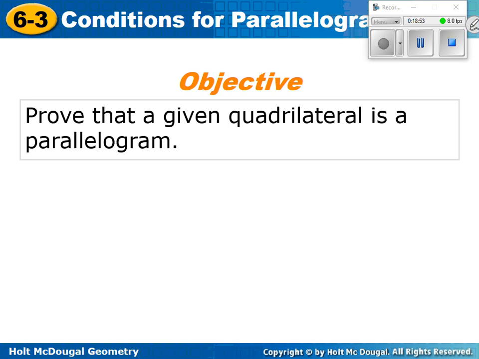So basically what they're going to do in this chapter is they're going to say if it's a parallelogram, then all of these things are true. 6-3 is going to flip that, and it's going to say if any of these things are true, then it must be a parallelogram. And that's what 6-3 is all about. It's going to say, can you prove that this is a parallelogram? Are any of these things true? If so, then it's a parallelogram. It does not have to have all of these to be a parallelogram. It just has to have one of them. If the opposite sides are parallel, it's a parallelogram.